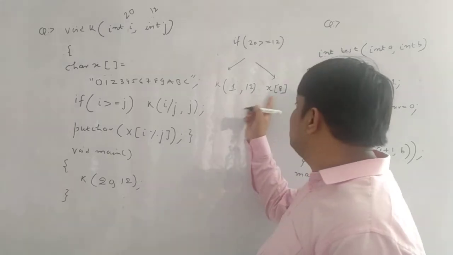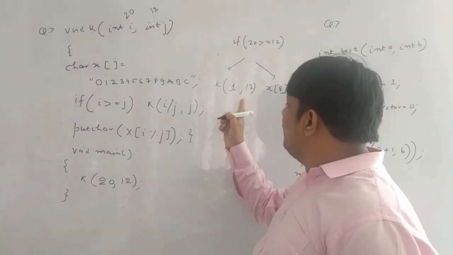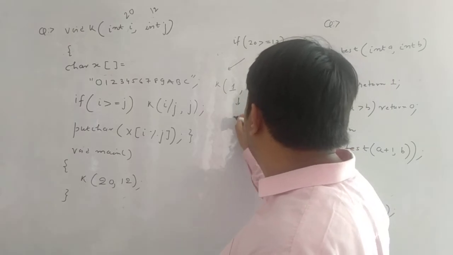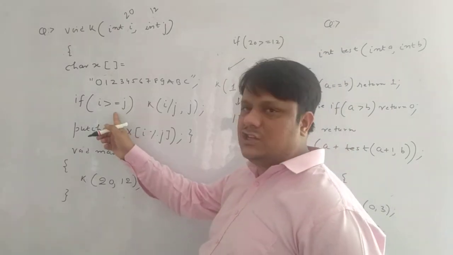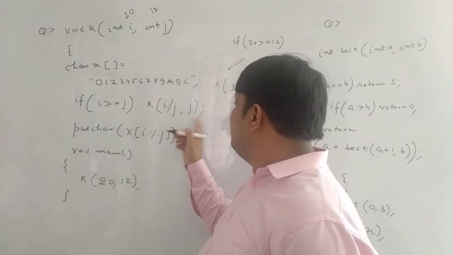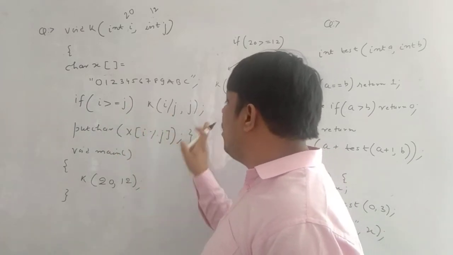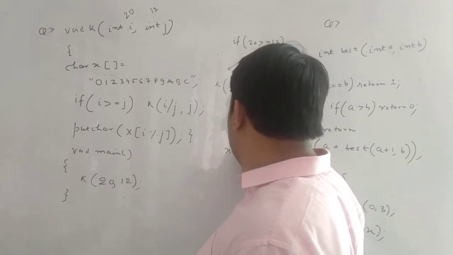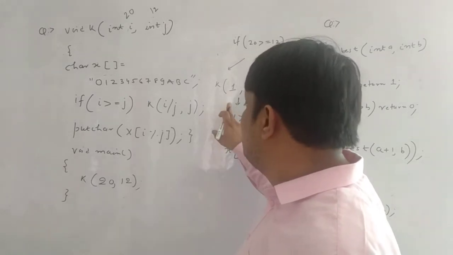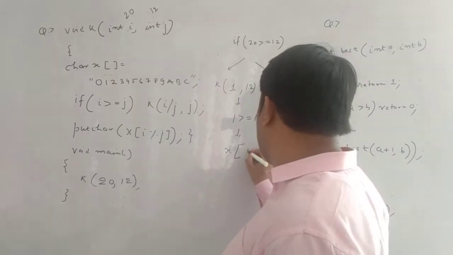But before printing this we have this recursion function, so we will call this function first. Now is 1 greater than or equal to 12? The if condition is false. When it is false, we will not evaluate this k(i/j, j). We will go to this putchar statement and then evaluate x[i % j]. Value of i is 1. 1 modulus 12 is 1, right?